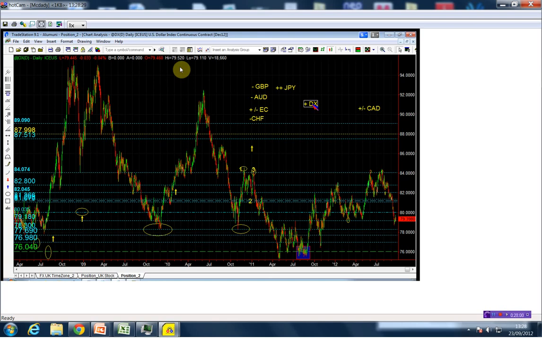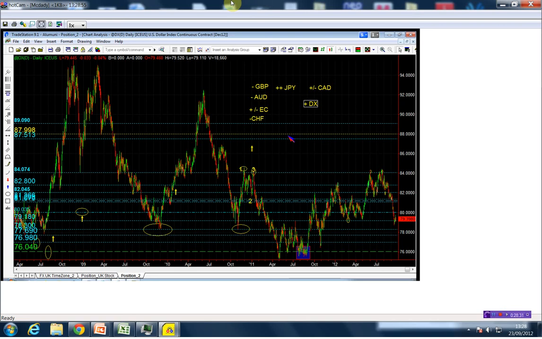And we can also look at the CAD yen. So we're looking at short pound yen, short Aussie yen, short or neutral Euro yen, but at least these two, and we're going to pair it with the CAD yen. We're not going to touch the dollar yen until we have a clearer picture. Okay, then what we can do is we can look at shorting the Aussie dollar.